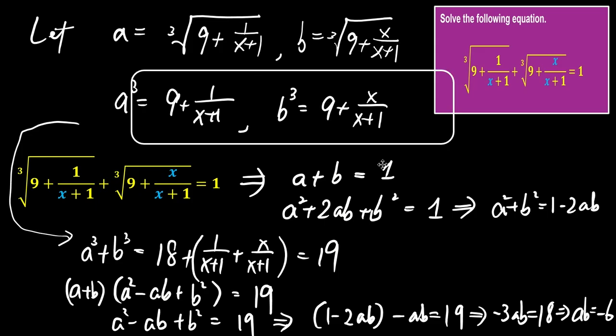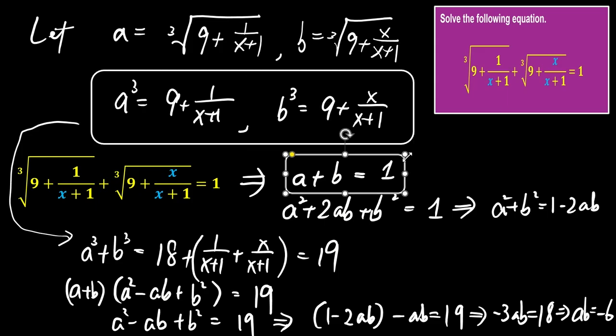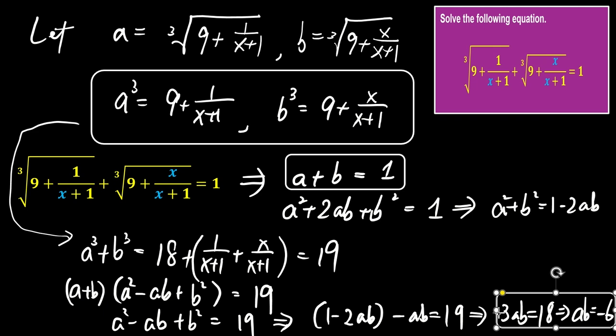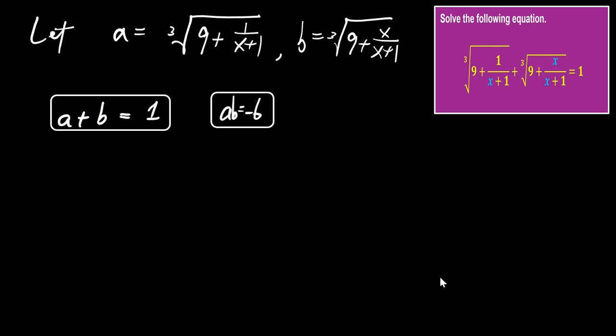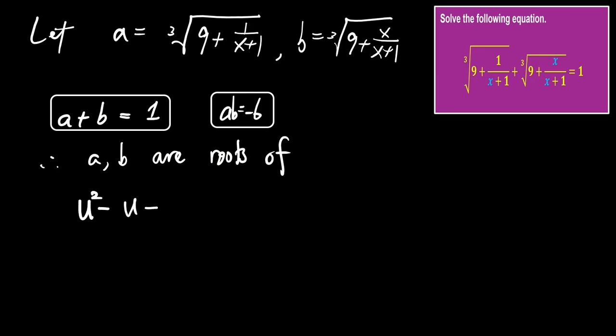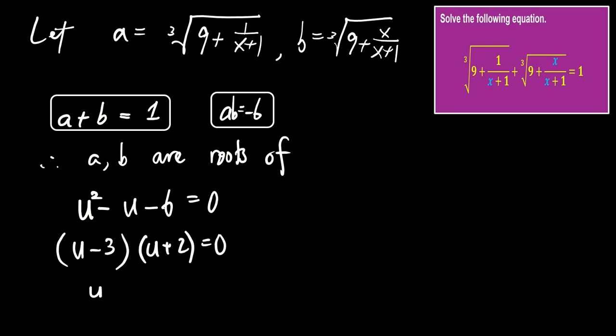Of all this, the most important equations are a plus b equals 1 and ab equals negative 6. We will erase the rest. We know that a and b are roots of the quadratic equation u squared minus u minus 6 equals 0. It means that u minus 3, u plus 2 equals 0. So u equals 3 or negative 2.